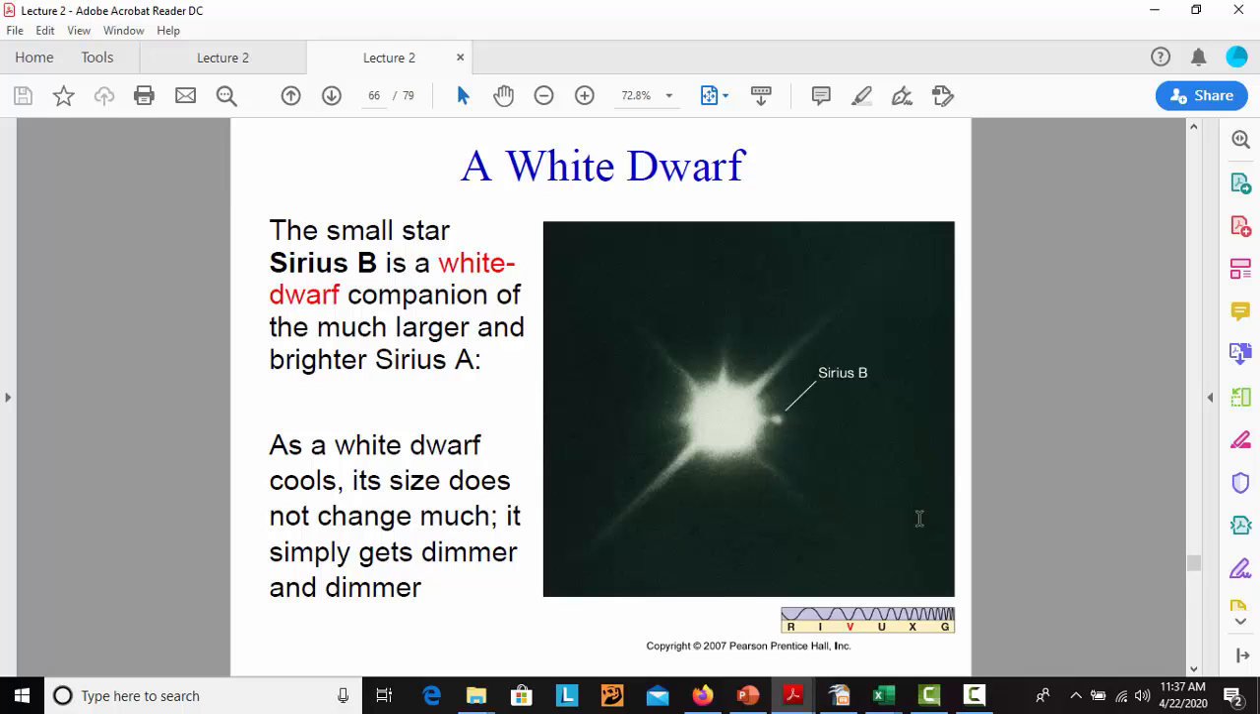So we have a white dwarf, and the smaller star is Sirius B, a white dwarf, and it has a companion star A that's much brighter. And as the white dwarf cools, its size does not change much. It simply gets dimmer and dimmer and dimmer. Once again, due to this electron degeneracy pressure. So the electrons are actually pushing against one another.